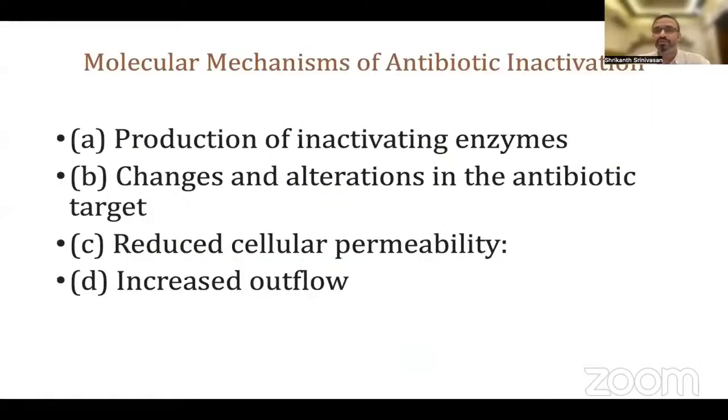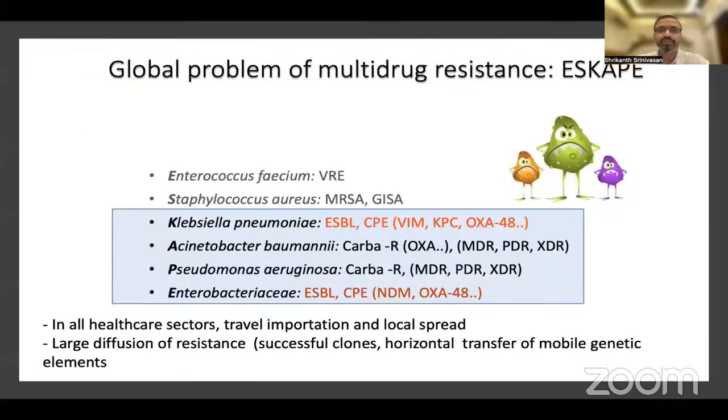So the future looks bleak, especially when there are advanced molecular mechanisms of antibiotic inactivation by these bacteria. These may include production of inactivating enzymes, penicillinases, carbapenemases, beta-lactamases, alteration in the antibiotic targets, reduced cellular permeability, production of efflux pumps leading to increased outflow of antibiotics or ejection of the antibiotics from the cell. So these are the primary 4 mechanisms of resistance of bacteria.